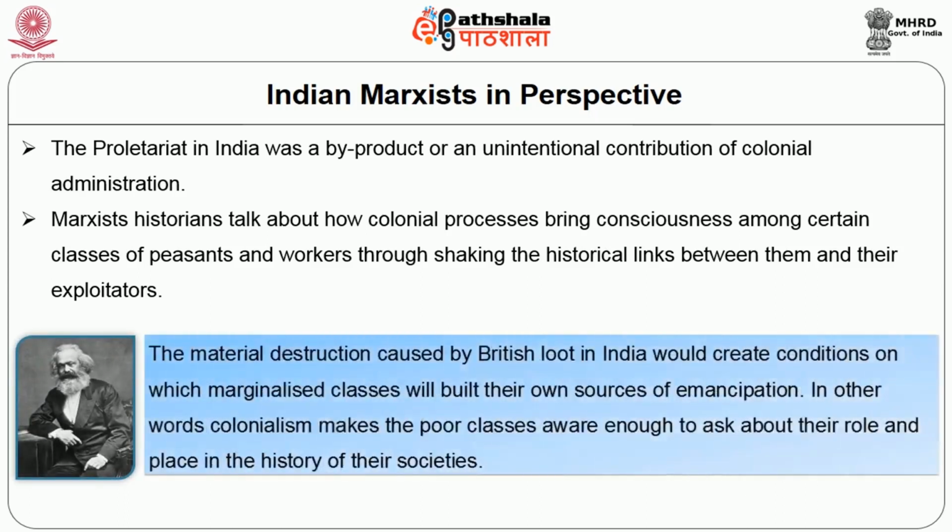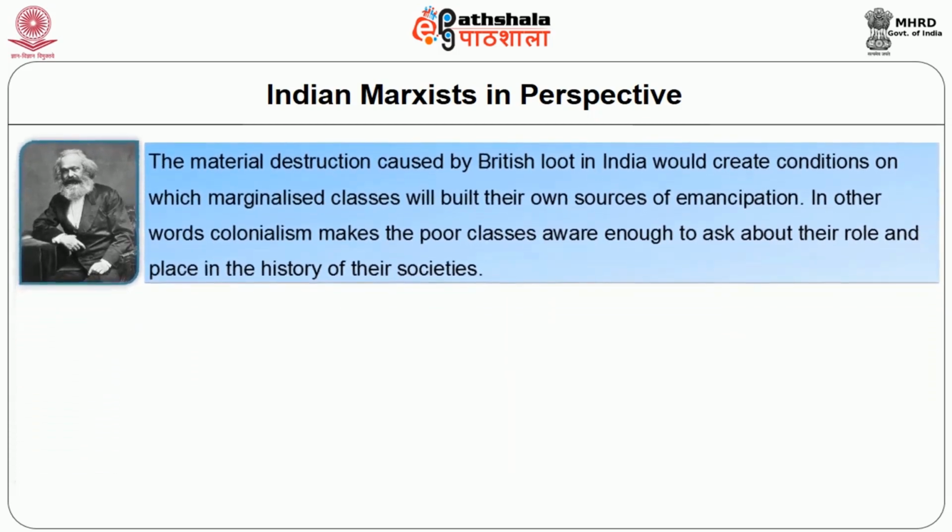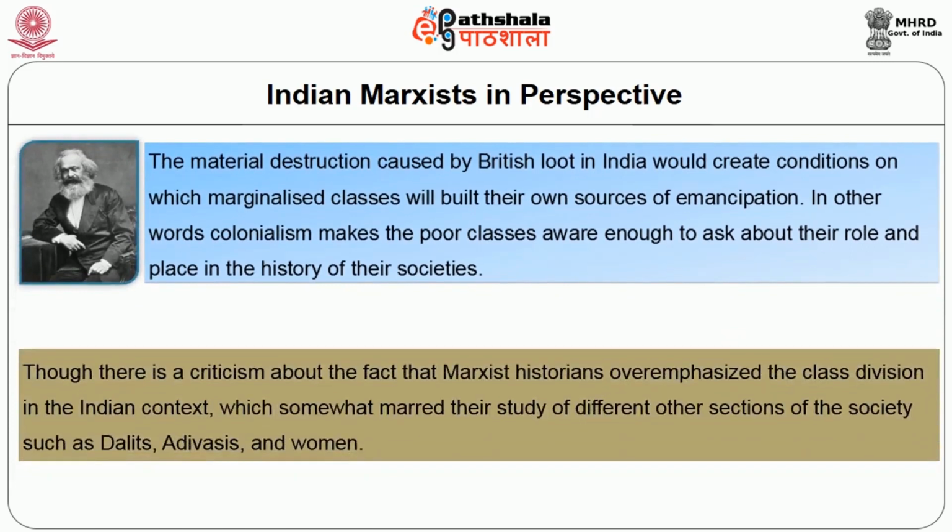According to Marx, for example, the material destruction caused by British loot in India would create conditions on which marginalized classes will build their own sources of emancipation. In other words, colonialism makes the poor classes aware enough to ask about their role and place in the history of their societies. Though there is a criticism that Marxist historians overemphasize the class division in the Indian context, which somewhat marred the study of other sections of society such as Dalits, Adivasis and women.